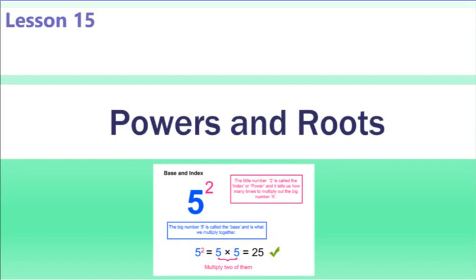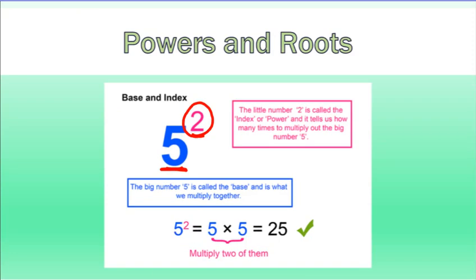Lesson 15, powers and roots. First off, we want to identify certain parts here. So we have the base, which is our 5. That 5 is going to tell us how many times to use the base as a factor.